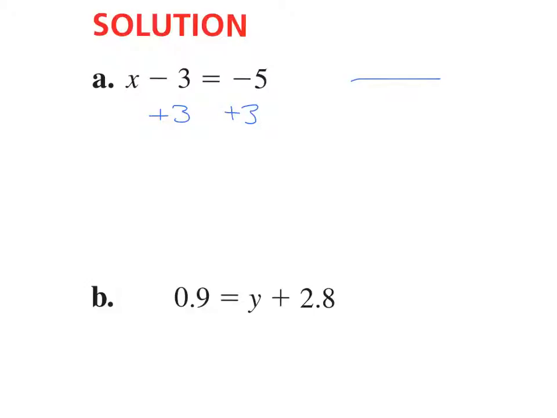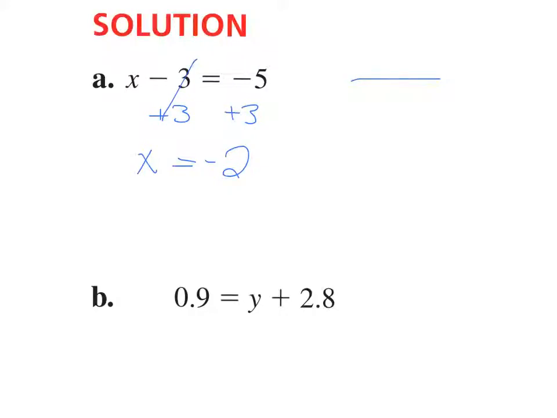Then after we add 3 to both sides, all we're left with on the left-hand side is x, because the 3s cancel out, and we get x is equal to negative 5 plus 3. When we are adding and subtracting integers, we look at the signs. If the signs are different, we subtract. So with negative 5 and positive 3, we subtract 5 minus 3 and get 2. The bigger number is negative, so we keep that negative sign. Those are the rules of addition and subtraction, so we have to keep those in mind.